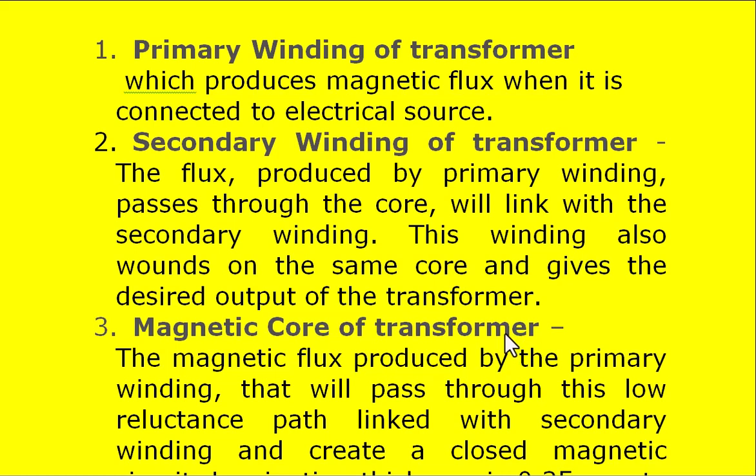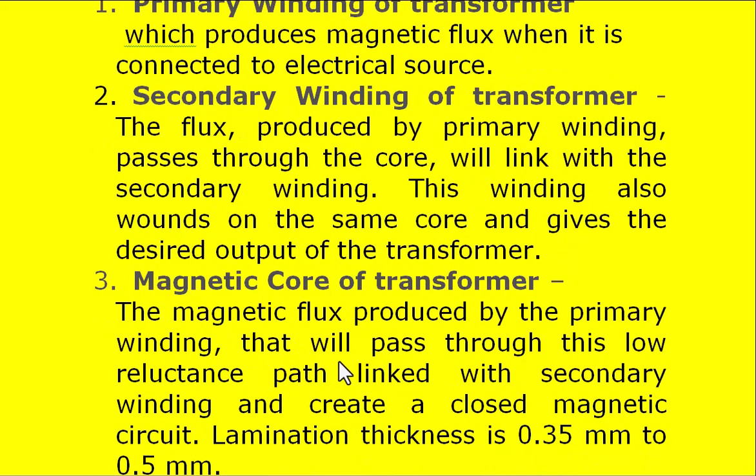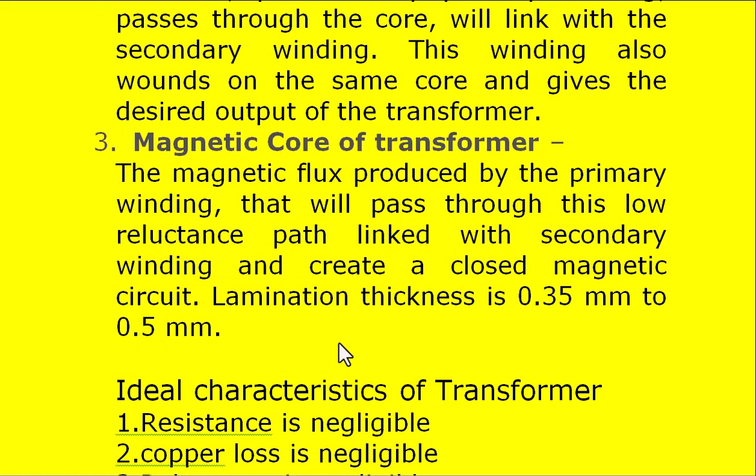And coming to the magnetic core, here the reluctance is the major one, that is MMF is equal to reluctance into flux. If the reluctance is very less, then the core loss, that is eddy current loss and hysteresis loss, will be less.